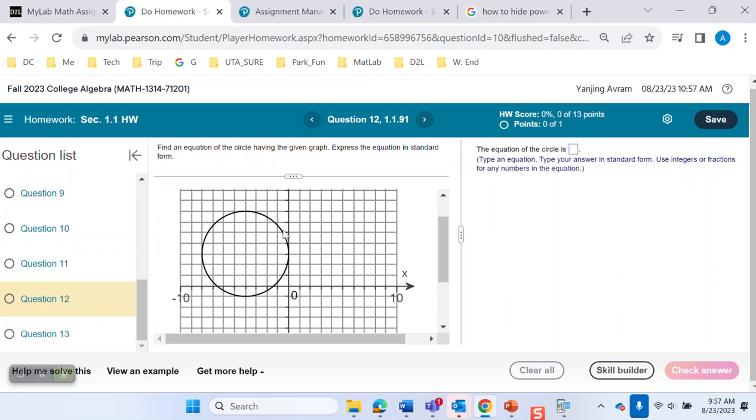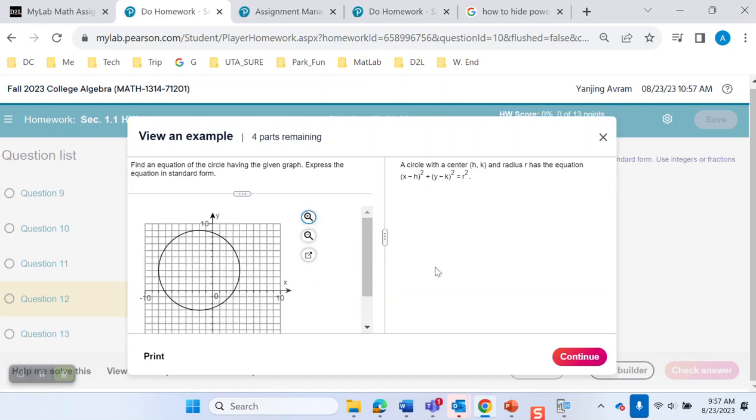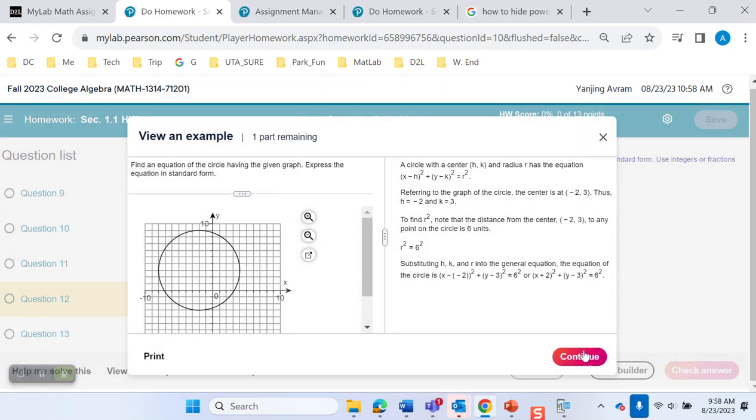So this one is just reading the graph, and then you can write down the equation on your own. If you do not know, you can still view an example right here. This is the standard format, so you will need to find the h and k. This one, h is negative 2, k is 3, and then find the r. R here is 6, so you write it down in the standard format. So this is your final answer for the circle.